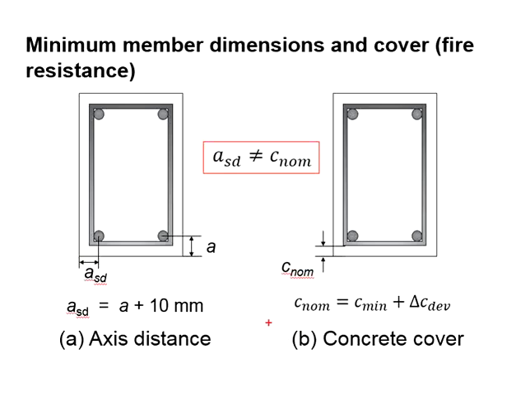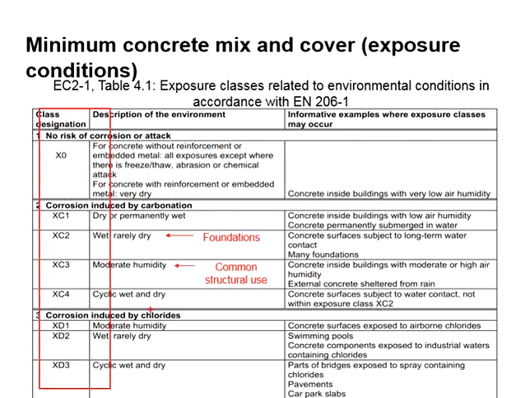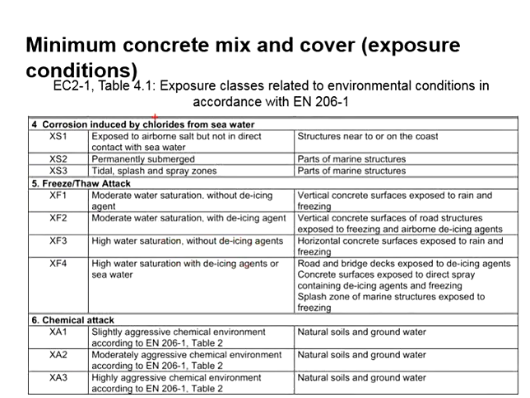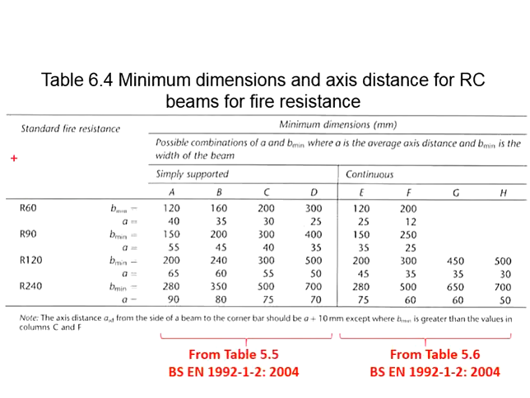The design of the concrete cover is determined by the exposure class of that particular element, whereas the design of the axis distance is determined based on the fire rating, how long you would like the structural element to last in case of the fire hazard. There is quite a series of the exposure class that you can use for the design of the concrete cover. There is also a series of the fire rating that you may use to design for axis distance.